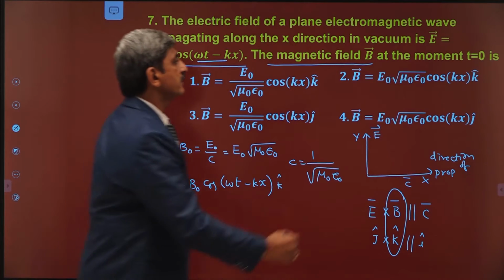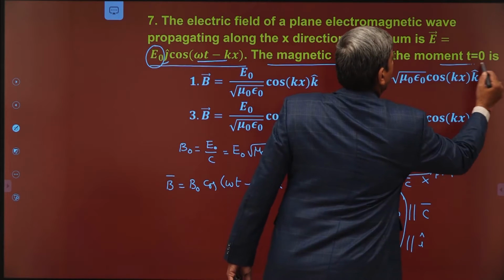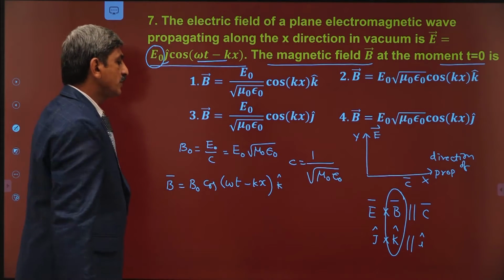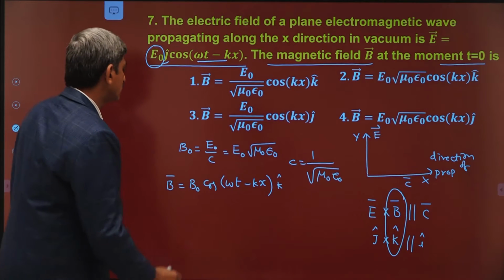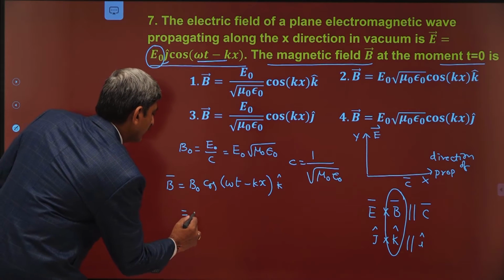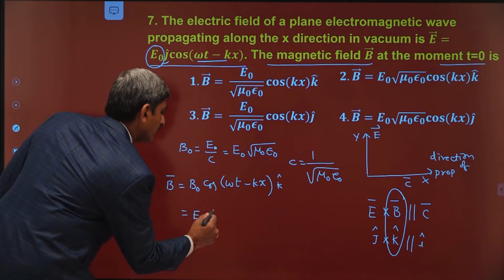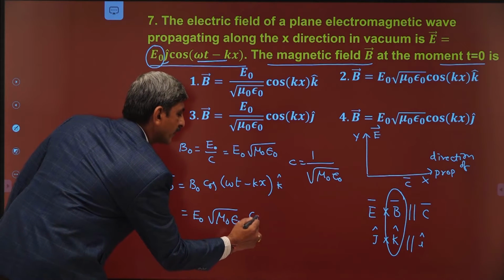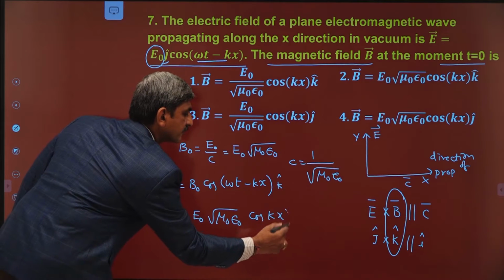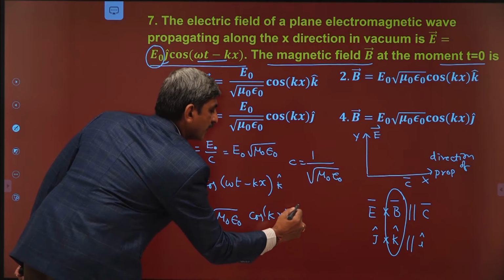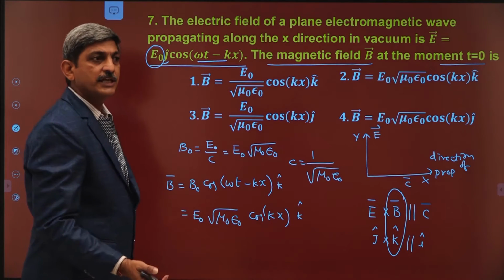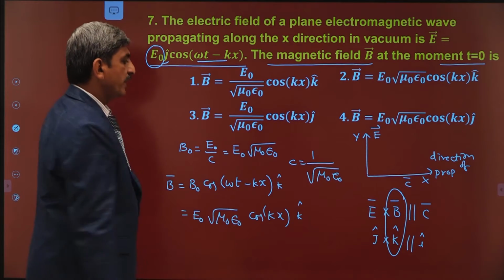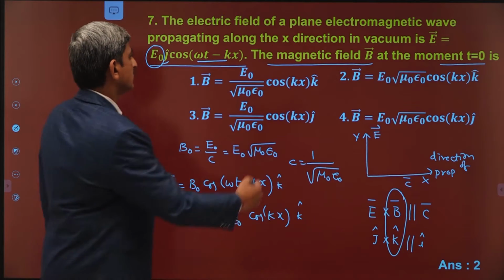In this problem it is given that we want to find out the magnetic field vector at time t is equal to 0. Substitute t is equal to 0 and substitute the B naught value, then we get E naught root of mu naught epsilon naught cos kx k cap. We know that cos of minus theta is equal to cos theta. So by substituting t equal to 0, we get this. So the answer is option 2.